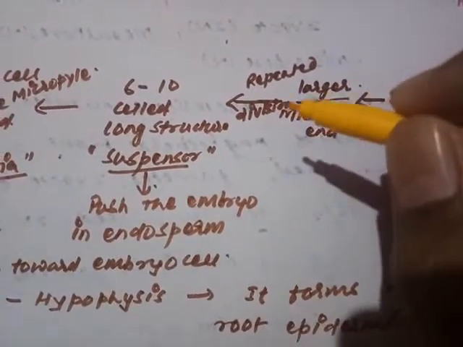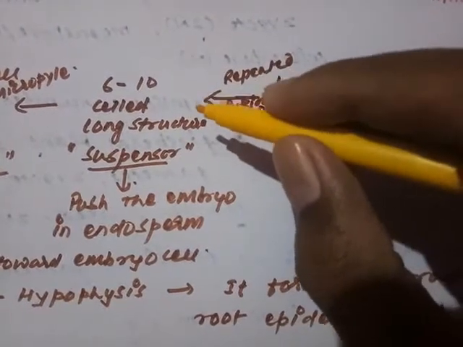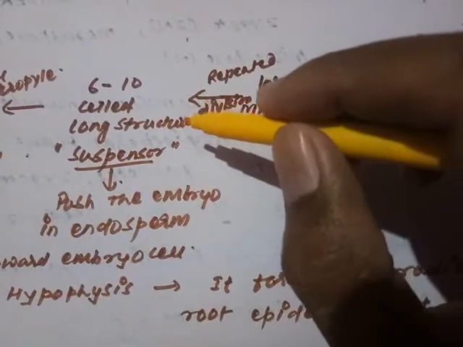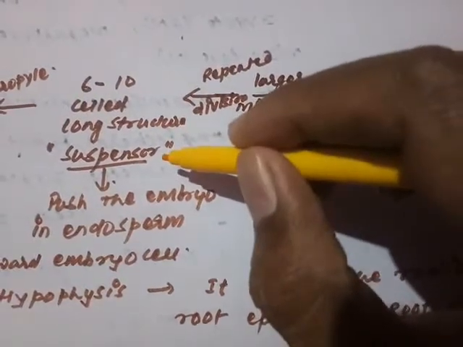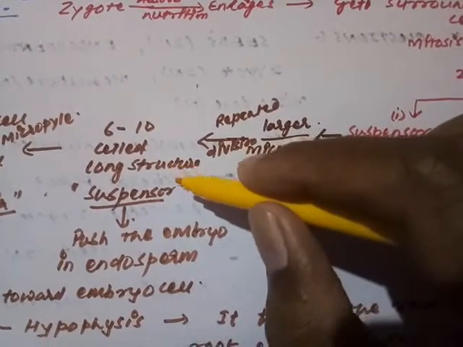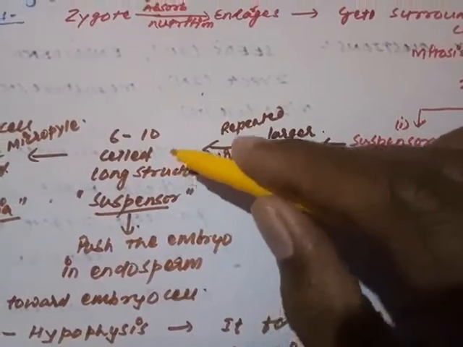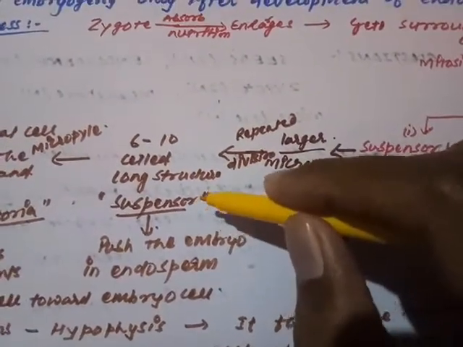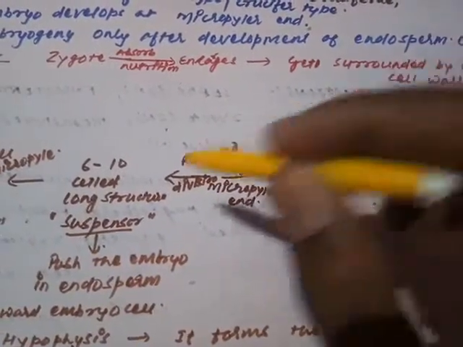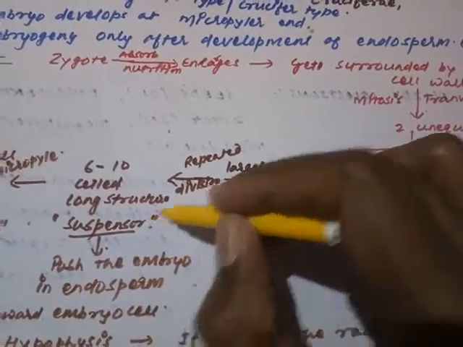After the complete mitotic division, the basal cell makes a 6 to 10 celled long structure. The structure is called the suspensor. This 6 to 10 celled long structure is produced by repeated division of the basal cell, and that long structure is called the suspensor. Why is the basal cell called the suspensor cell? Because it forms the 6 to 10 celled long structure called the suspensor.